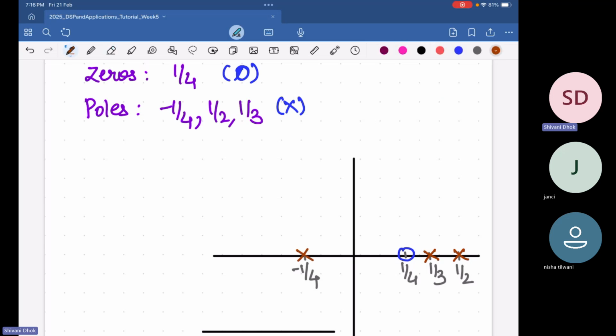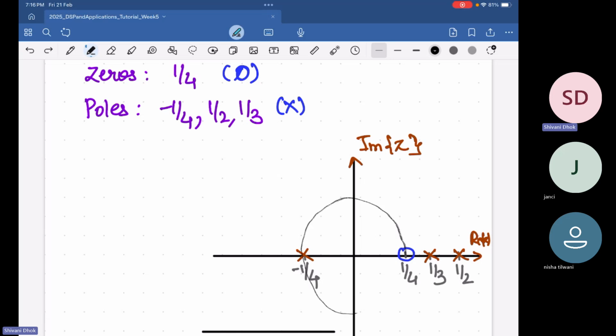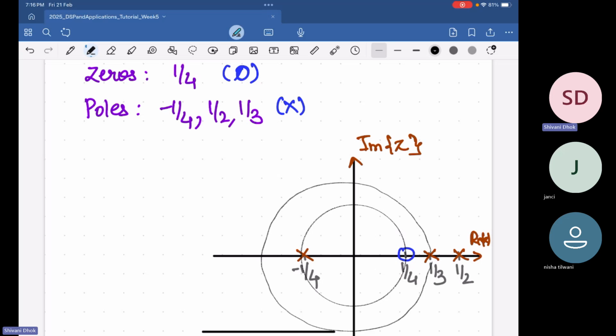So the regions of convergence are of this form: magnitude of z less than something, or greater than something, or between two values. So this is my imaginary part of z and this is my real part of z. If I'm talking about magnitude, magnitude means a circle in this particular plane. So if I draw a circle here like this, it will have a radius equal to the magnitude of any point on that circle. Then I have a circle that passes through 1 by 3.